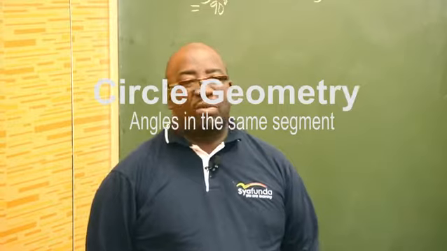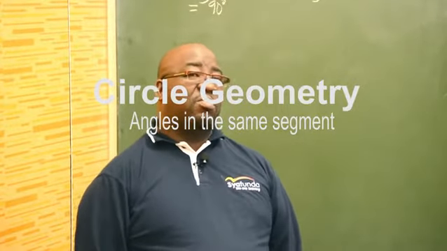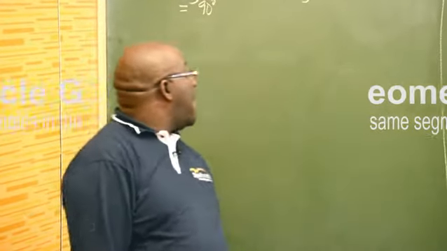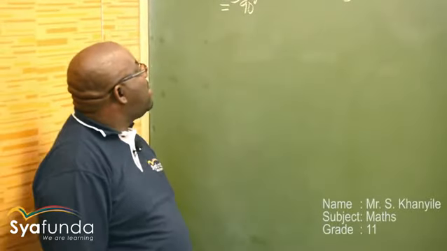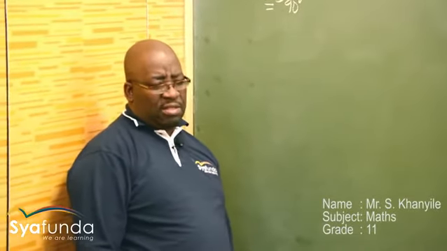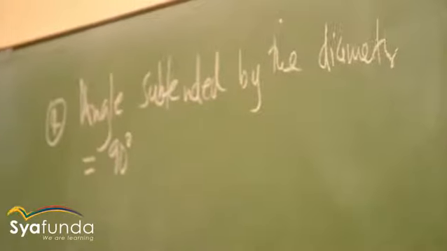Right, let's move on to our circle geometry for our grade 11s. We'll look at these two theorems. The angle subtended by the diameter is equal to 90 degrees. The parts of the circle become important here.